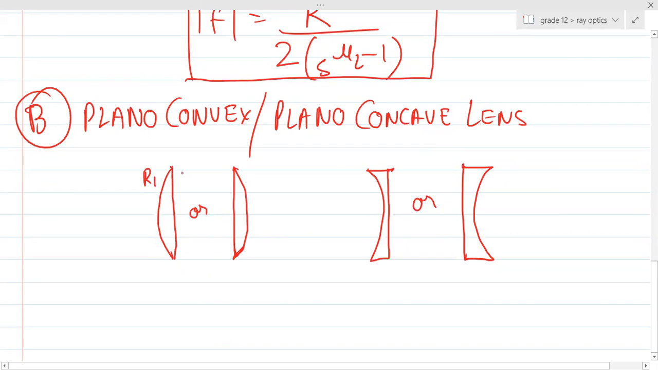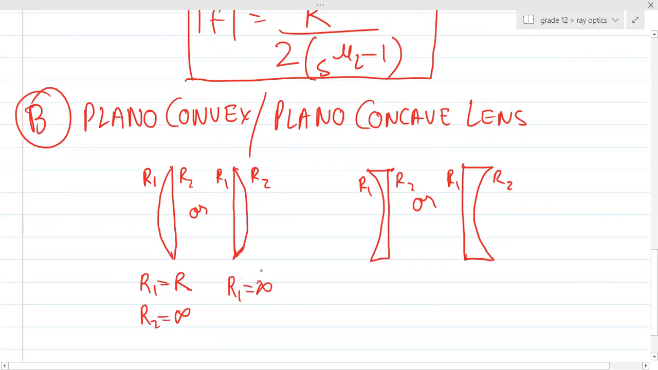So here, R1 is there, R2 is there. Can you give me the values? Let's say R1 here is a curved surface and the radius of R1 is R. R2 is the plane surface, so hence the radius is infinity. Similarly, R1 here is plane, so hence its radius is infinity, and R2 is, let's say, R.